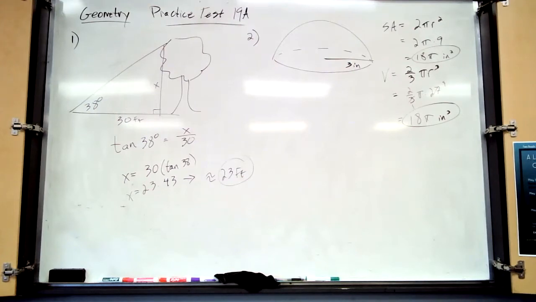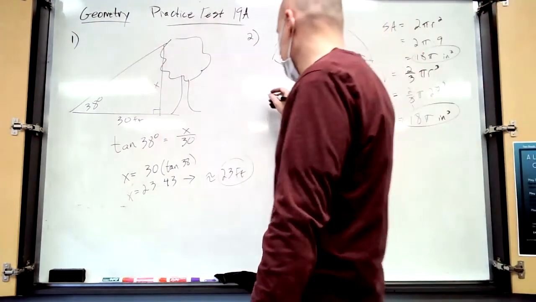All right, can you guys remember that? A hemisphere is half of a sphere. So the surface area of a sphere is 4 pi r squared, and half of that would be 2 pi r squared. The volume is 4/3 pi r cubed, so half of that would be 2/3 pi r cubed. You can write those down. You can use that on the test.